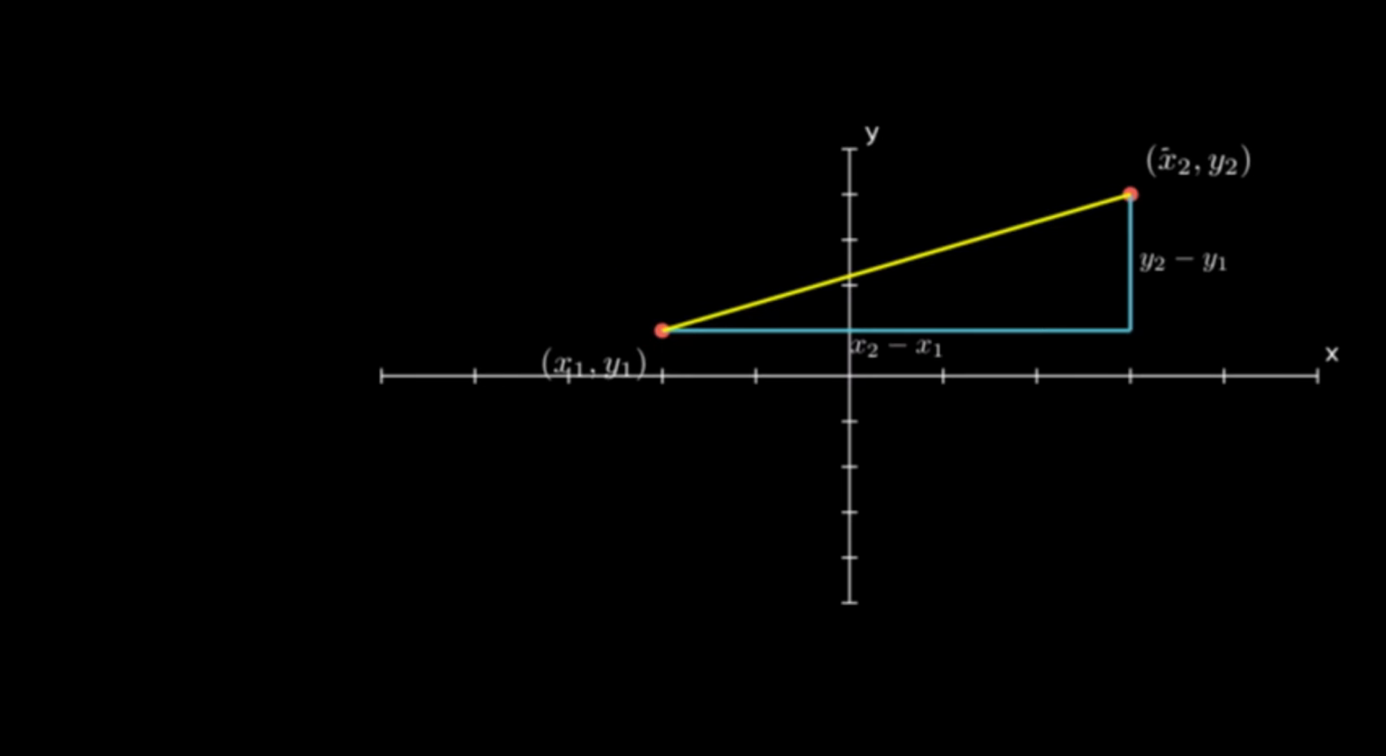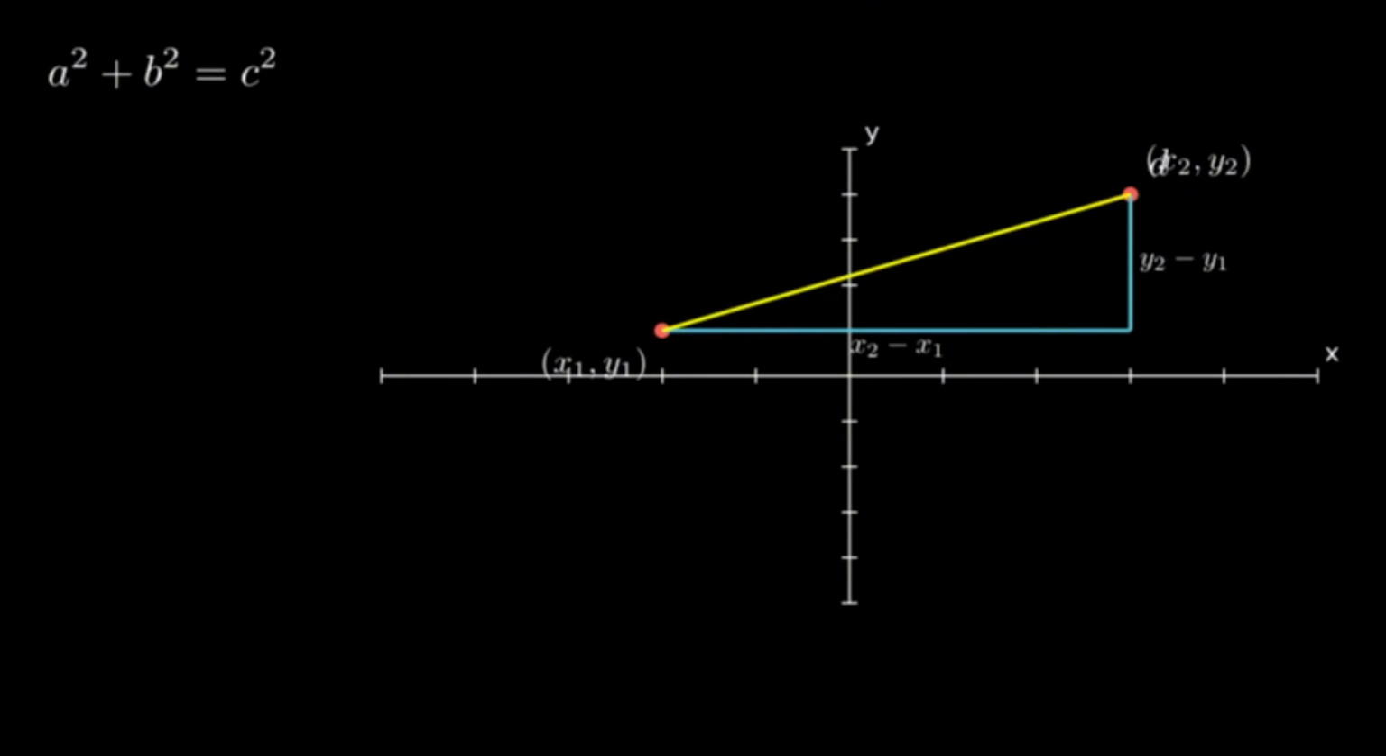Here we have a coordinate plane with 2 points, x sub 1, y sub 1, and x sub 2, y sub 2. Notice how we've drawn a right triangle by creating horizontal and vertical lines between these points. This geometric approach will help us derive the distance formula. Our goal is to find the distance d between these 2 points, which is represented by the yellow line, the hypotenuse of our right triangle.